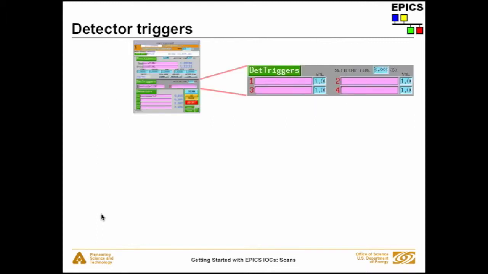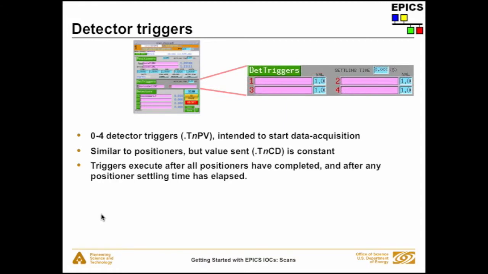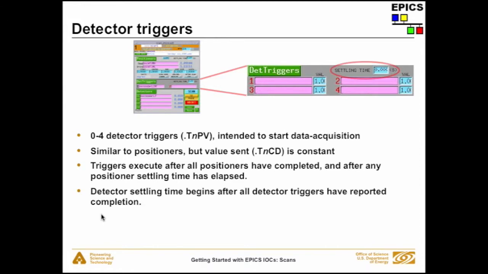So detector triggers are pretty simple. There's just a name and a value. And it's just like the positioner settling time. After all of the triggers have reported completion, the scan record will wait for the detector settling time, and if there aren't any detector triggers, it won't wait at all.